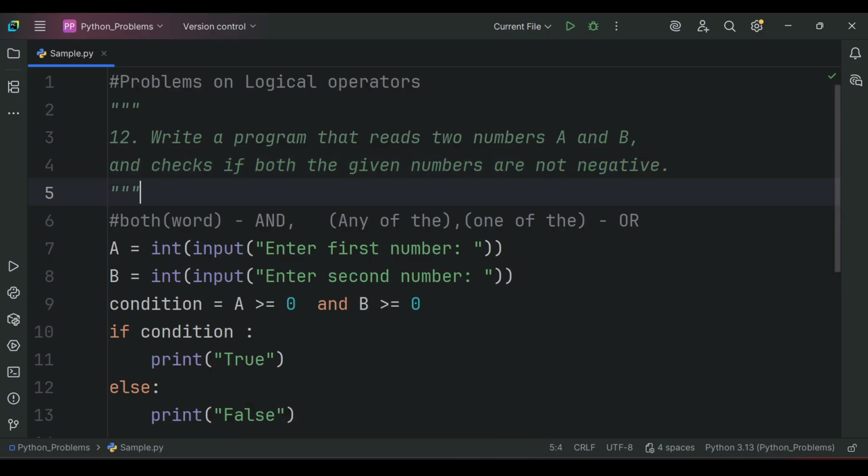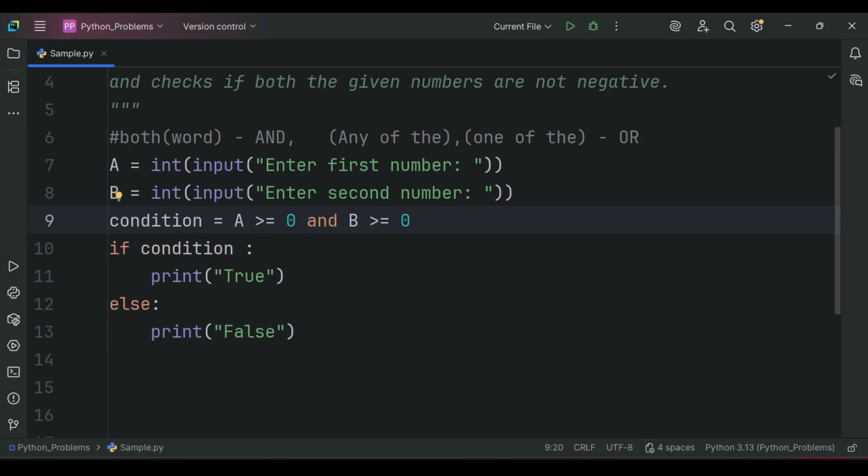But in the condition he used the word "both". The word "both" indicates the AND symbol. That's why, for the first number and second number, the condition is A is greater than or equal to 0 and B is greater than or equal to 0. If the condition is true, the output should print true, otherwise it will print false.